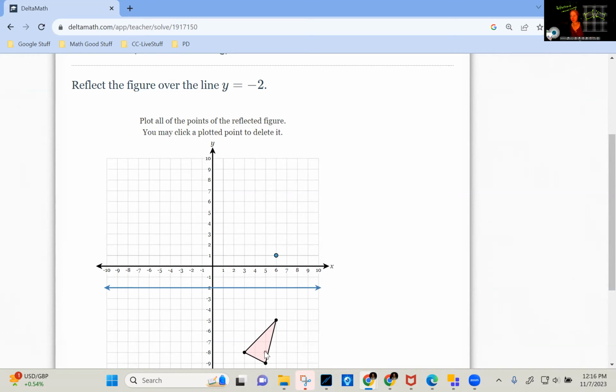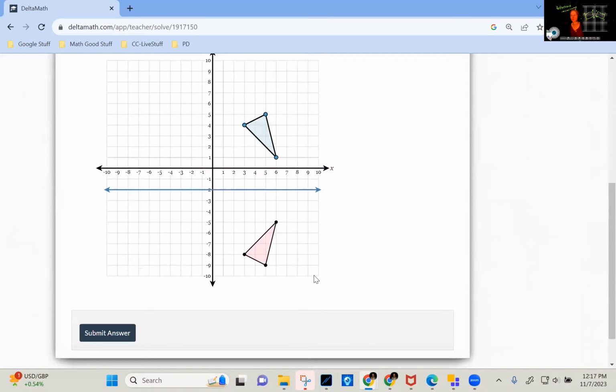Okay, so count to the line. 1, 2, 3, 4, 5, 6, 7. Make sure you're counting right. 1, 2, 3, 4, 5, 6. Okay, and that does look like a reflection over that blue line.